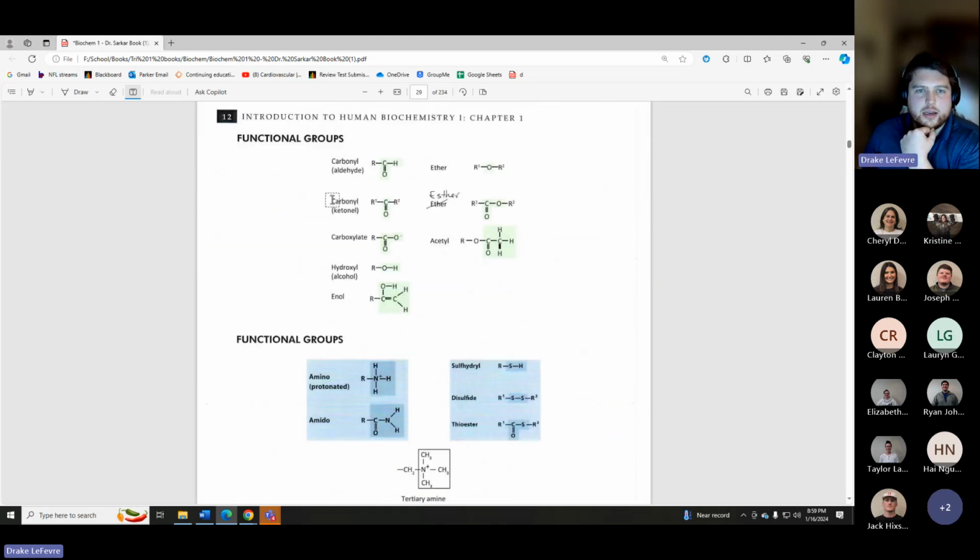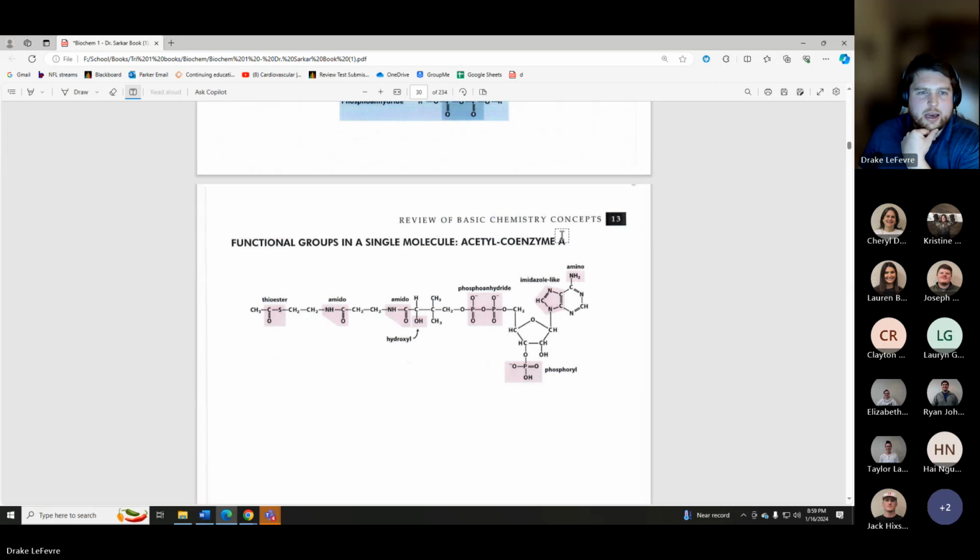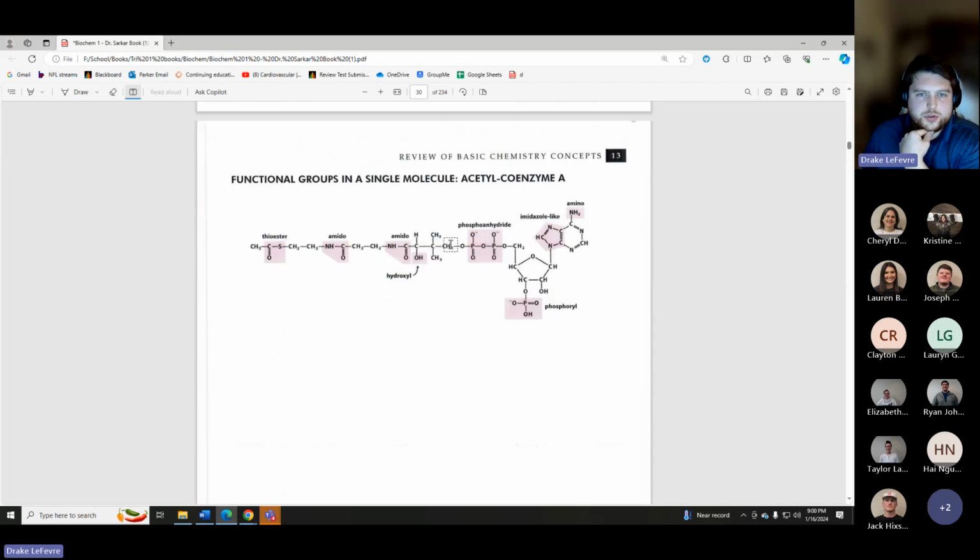Carbonyl is an aldehyde. If I can't find one right off the bat. So this is a good example of putting all of this together. See how this is one massive molecule, and each of these different parts inside of it are different functional groups, which all join together to give the whole thing its overall properties.